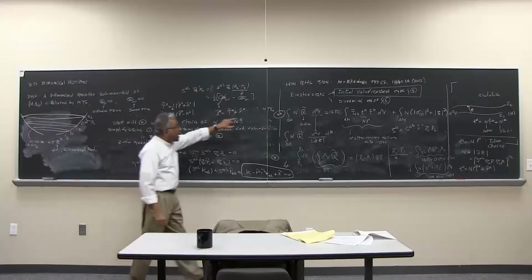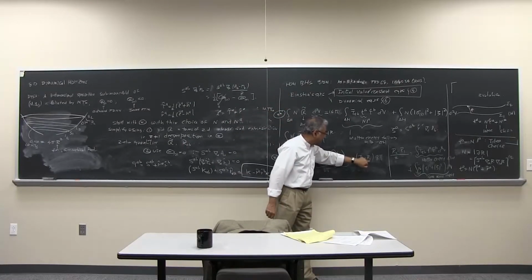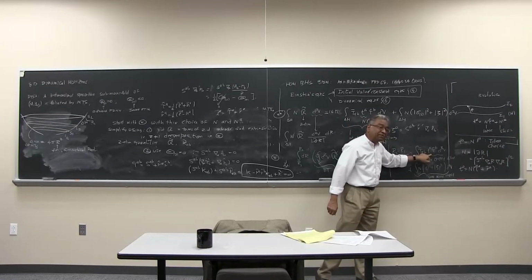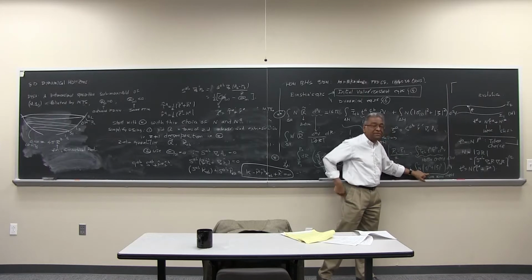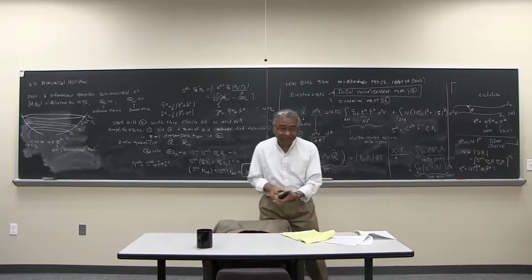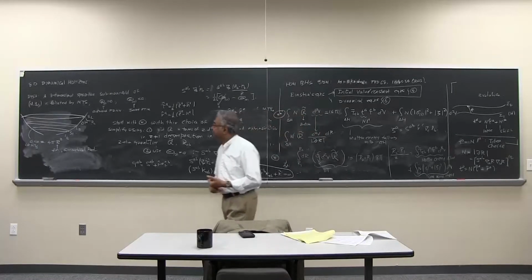So this is how a black hole grows. A black hole grows from radius R1 to radius R2 because there is a flux of matter energy into it and there is a flux of gravitational wave energy. This is how the black hole grows. So we're just finished. We have one more minute. So let me summarize this.